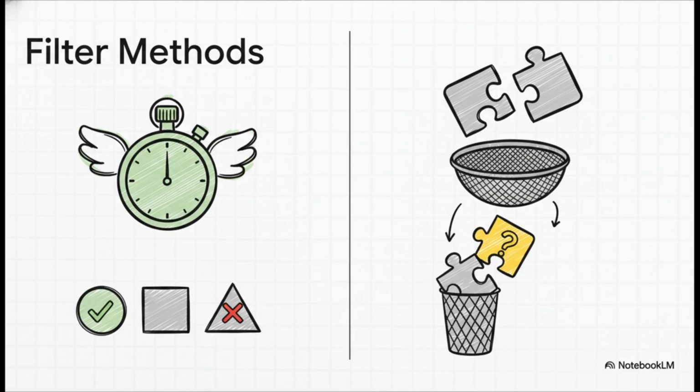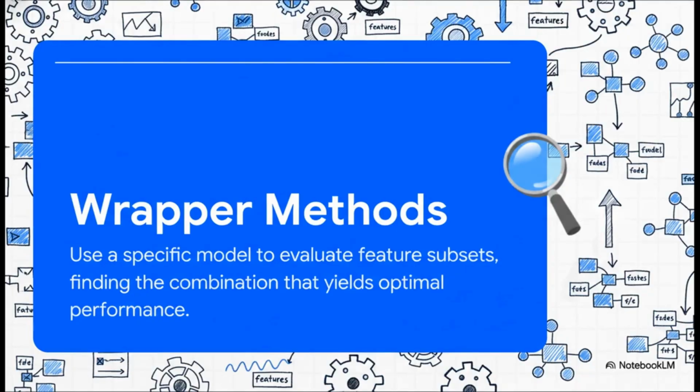They only look at each player in isolation. And as any coach knows, sometimes two players who look average on their own are absolute magic when they play together. So, to see how the players actually work as a team, we can move on to wrapper methods. Now, we're not just looking at stats anymore. We're actually running drills. We're wrapping our model around different combinations of features and having it tell us which lineup performs the best. It's like a practice game to find the winning combination.